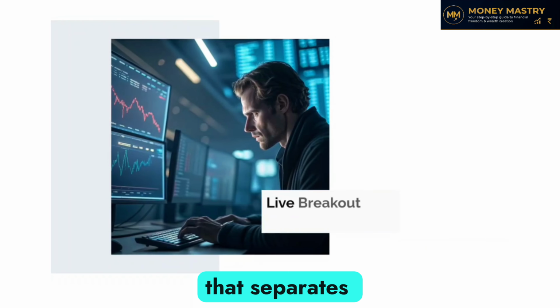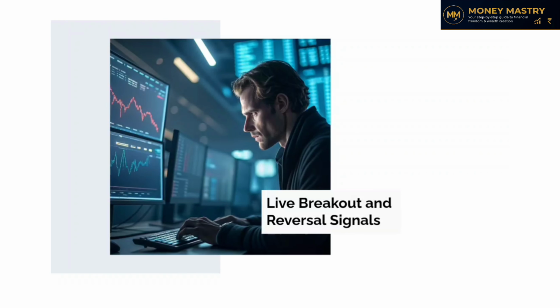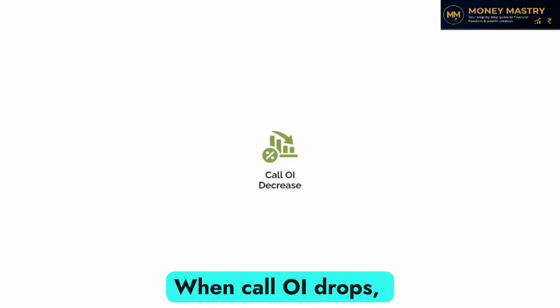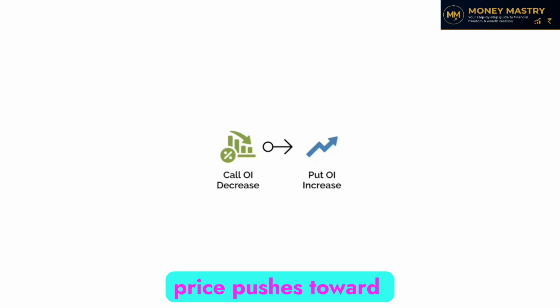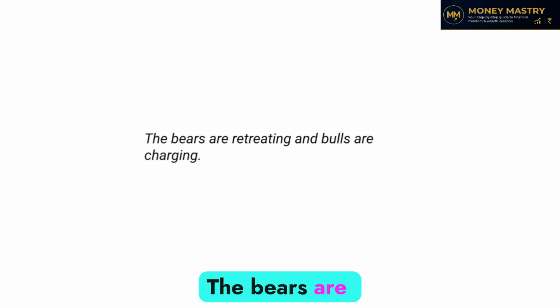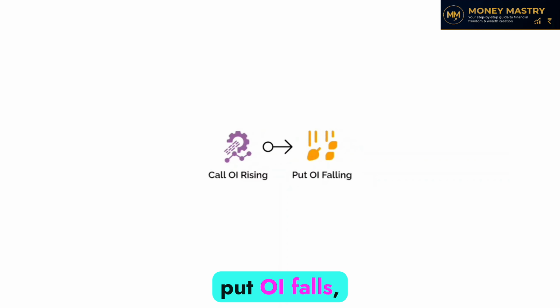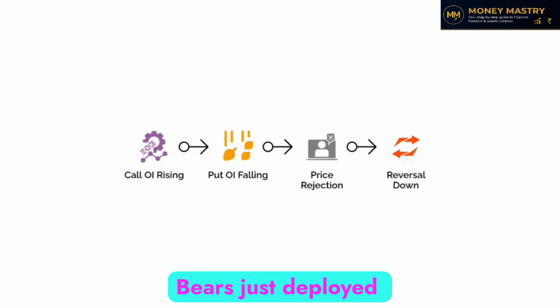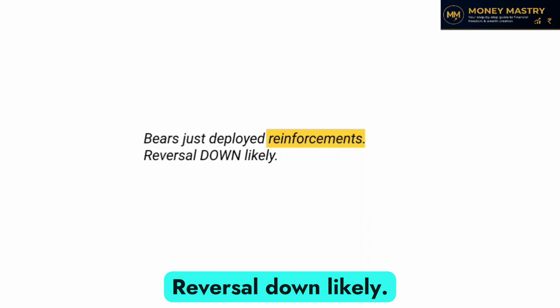This is the moment that separates amateurs from professionals, watching change in OI for breakout or reversal signals. When call OI drops, put OI climbs, price pushes toward 22,000, and volume surges, a breakout is forming. The bears are retreating and bulls are charging. But if call OI spikes, put OI falls, and price gets rejected near resistance, a reversal down is coming. Bears just deployed reinforcements, reversal down likely.